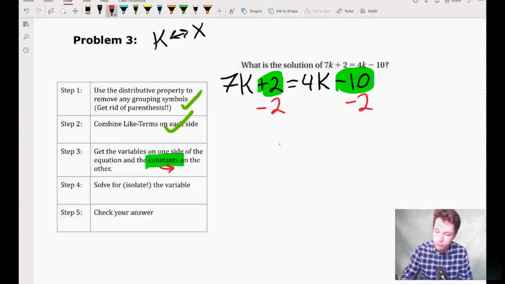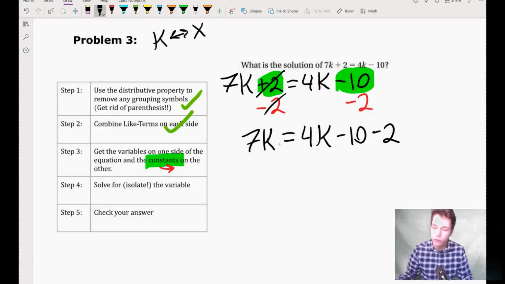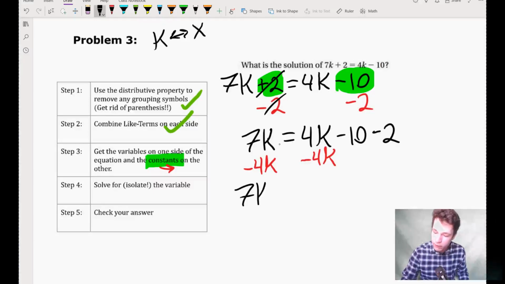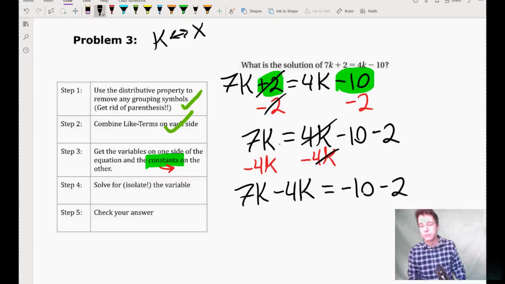both sides. This leaves me with just 7k on the left, and 4k negative 10 minus 2, well, I can rewrite here, minus 10 minus 2, just so we don't get confused. Okay, let's not combine those yet. Next thing I'm going to do is move my variables over to the left. To do that, I need to subtract this positive 4k on both sides. So now we're left with 7k minus 4k equals negative 10 minus 2, since these will cancel each other.